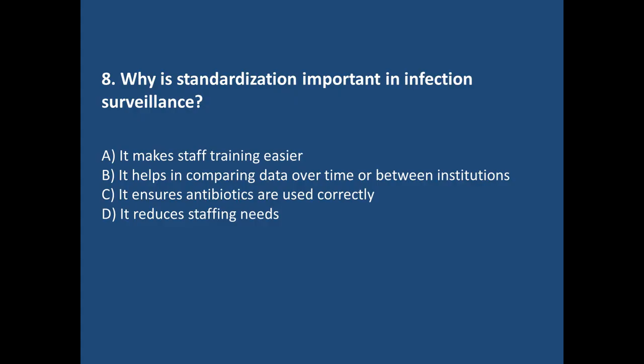Question number 8. Why is standardization important in infection surveillance? A. It makes staff training easier. B. It helps in comparing data over time or between institutions. C. It ensures antibiotics are used correctly. And D. It reduces staffing needs.